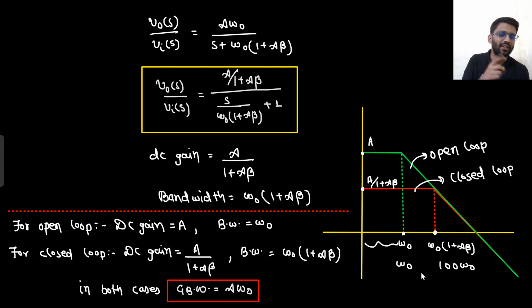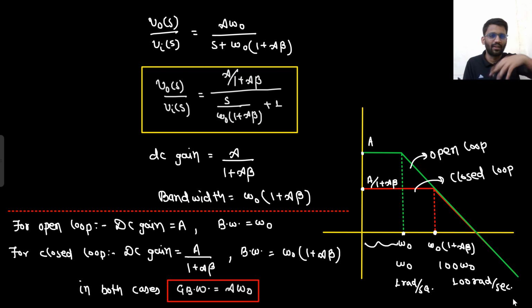Let's just assume your omega naught is 1 radian. So previously you could only apply till the frequency 1 radian per second. Now you can apply till 100 radian per second. That means it will run for high speed as well. 100 radian per second, that means your input is running at high speed. So now your amplifier is good for high speeds as well. So that's why sometimes you connect negative feedback so that you can run it on a larger frequency.